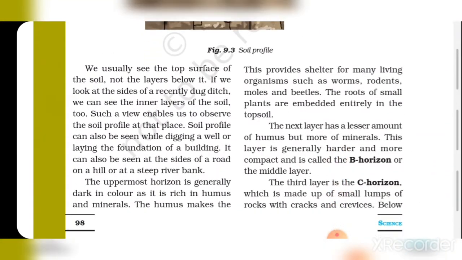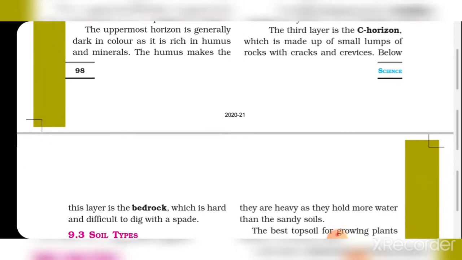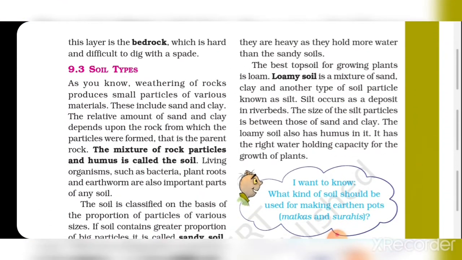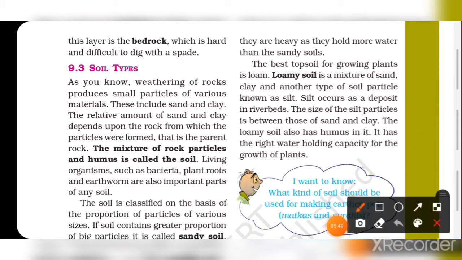This provides the shelter for many living organisms such as the worm, rodents, moles, beetles. The roots of the small plants are embedded entirely in the top soils. Okay. The best top soils for growing plants is loam, in loamy soils. So they are heavy, they hold more water than the sandy soils.